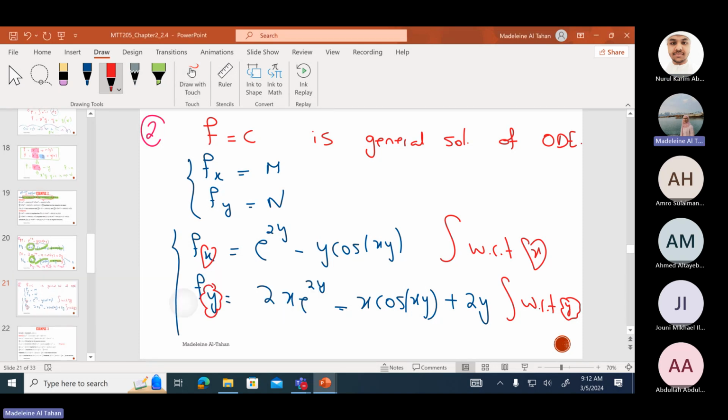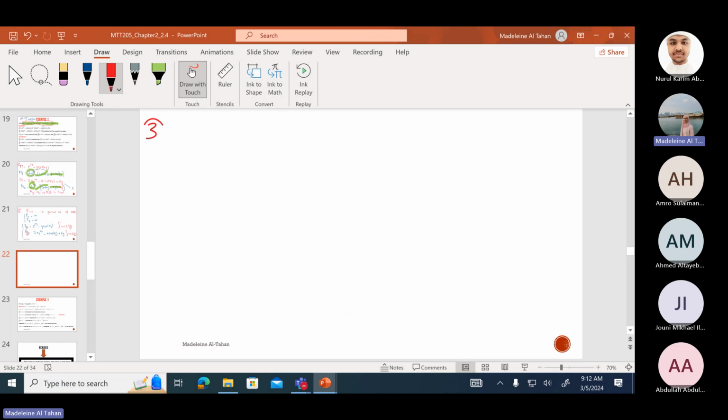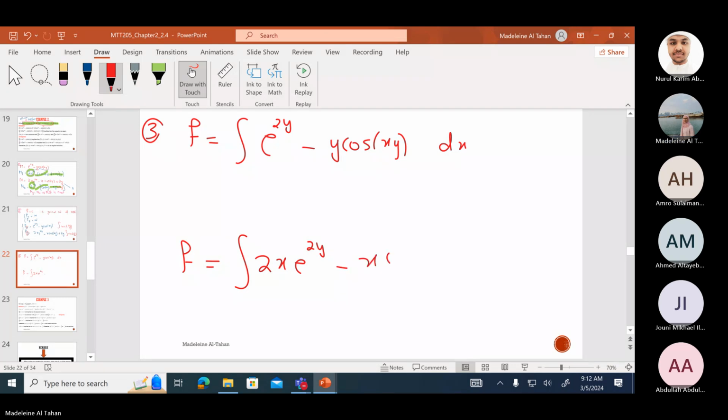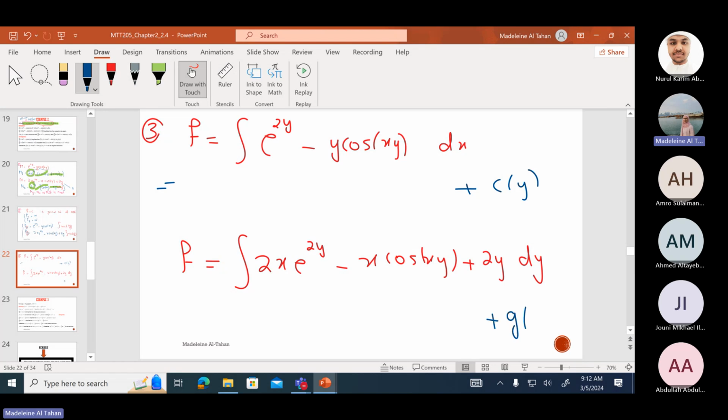We'll start with the first one. Now, the third step, we need to integrate. So f is equal to the integral of e^(2y) minus y cosine xy. We are integrating it with respect to x. And in the second one, we'll integrate it with respect to y. Again, here we will get plus constant in y, and here we will get plus constant in x. Right, miss?